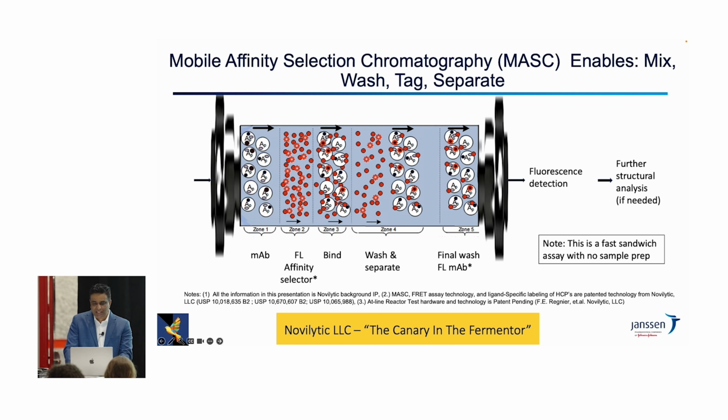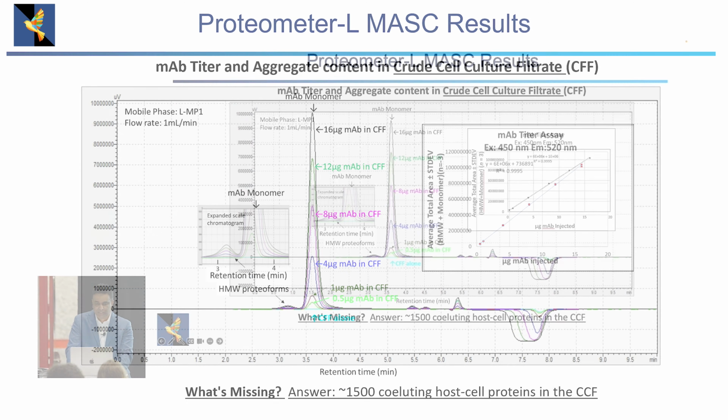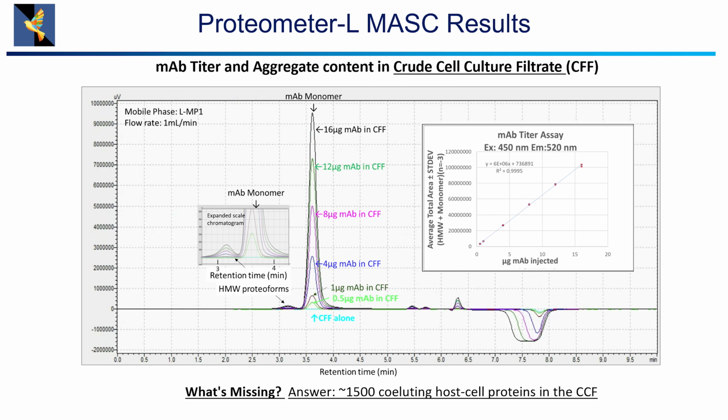So one advantage of this technology is there is no column regeneration, there is no carryover, and you can introduce samples and analyze them without sample preparation from direct crude culture supernatants. So here's a result of this chromatogram that we obtain using these columns and this technology. We get a single peak of the monoclonal antibody in the presence of over 1,500 host cell proteins and various types of metabolites. So there is no purification.